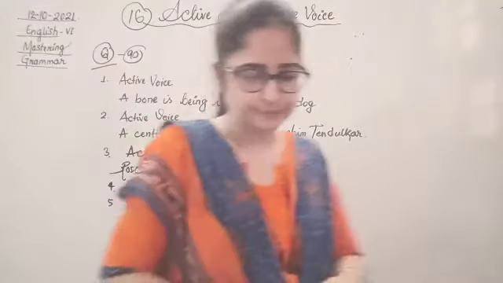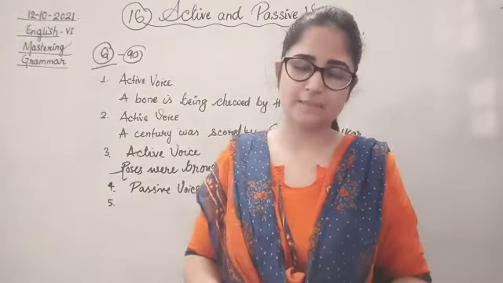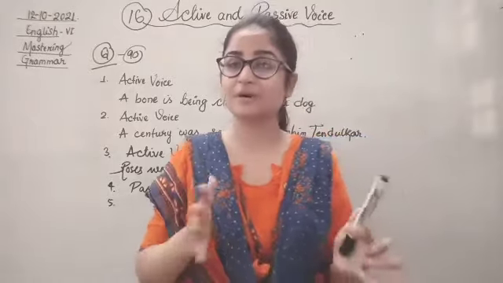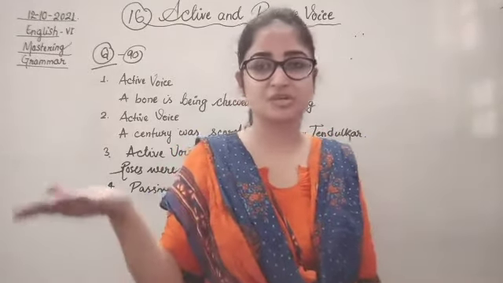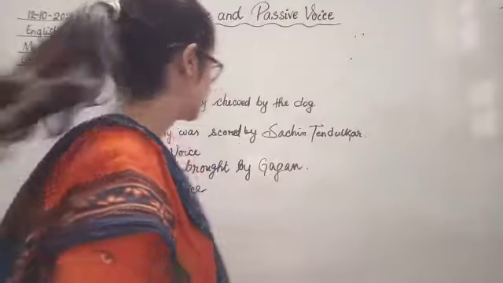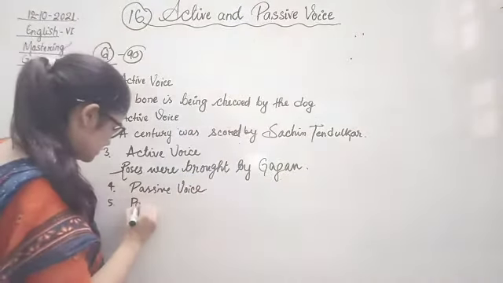Number 5. The bike was washed by my brother. So the bike was being washed. Who is washing? The agent is the object here. So it's in passive voice. It's not the subject.